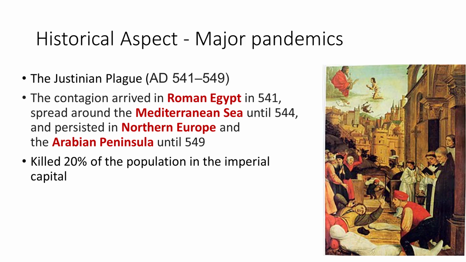First documented pandemic caused by plague was the Justinian plague that occurred between AD 541 to 549. The bacteria arrived in Rome and Egypt in 541. It spread around the Mediterranean Sea until 544, and persisted in northern Europe and the Arabian Peninsula until 549. This pandemic killed 20% of the population in this region.